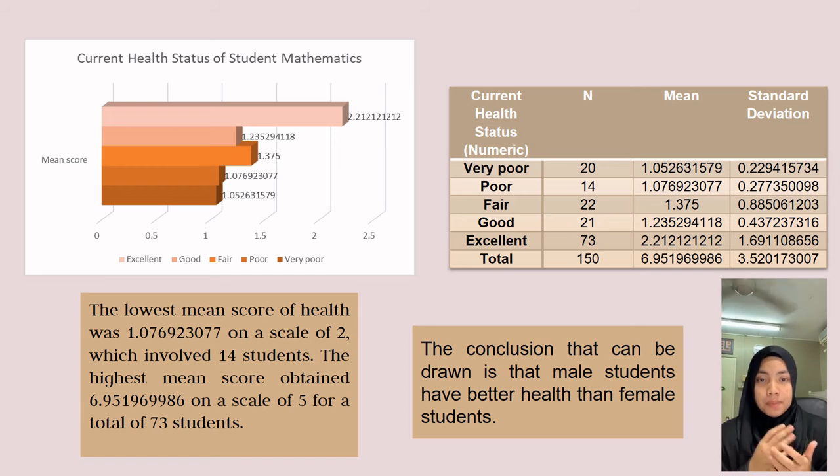The last data that I analyzed is about the current health status of mathematics students. The lowest mean score of health was 1.077 on a scale of 2, which involved 14 students. The highest mean score obtained was 6.951969986 on a scale of 5, for a total of 73 students. So the conclusion that I can draw from the data is that male students have better current health status than female students. So that's all for me. I will pass to the next presenter.